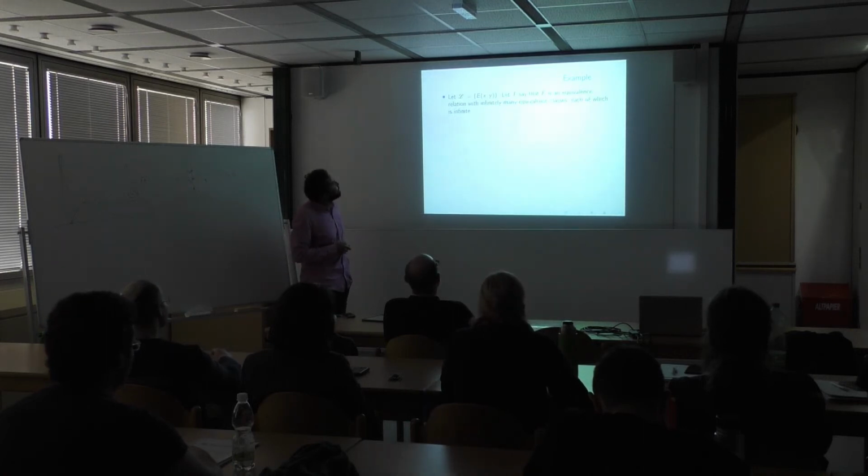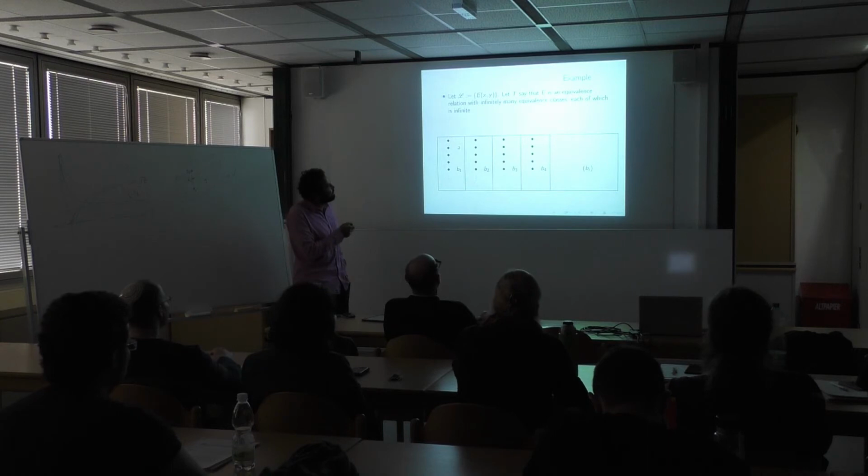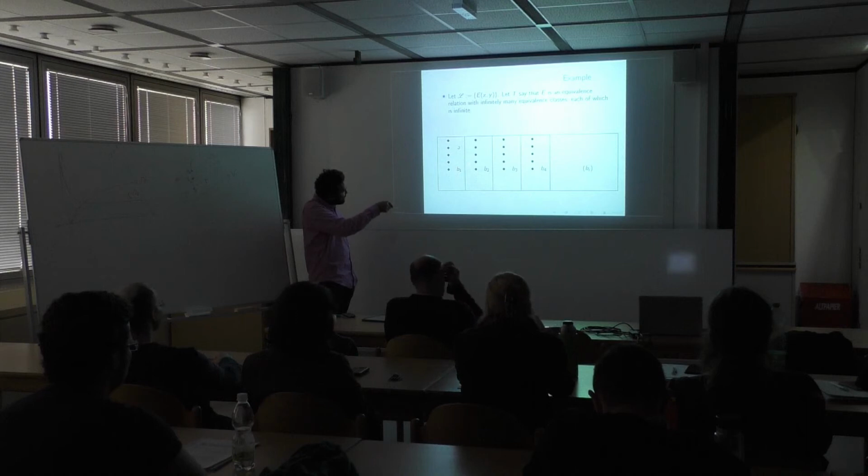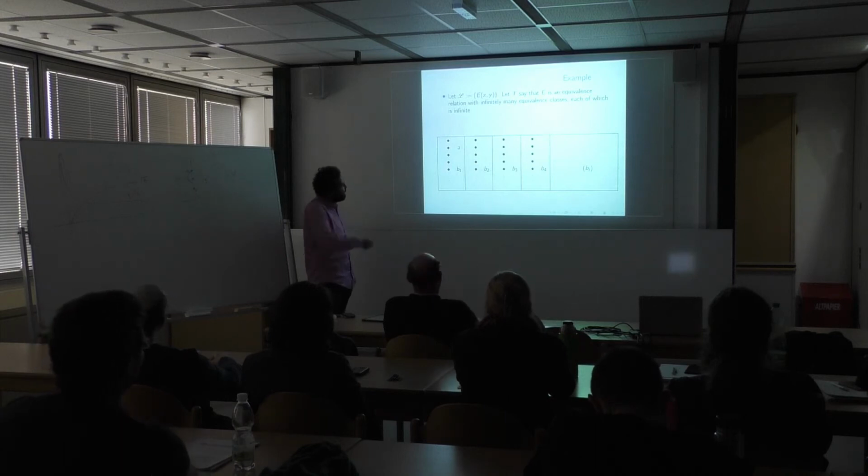Okay. Let's do an example where you can really see the definition at work. Let's say that E is an equivalence relation with infinitely many classes, each of which is infinite. This is my picture of this model. This is an equivalence class, this is an equivalence class, an equivalence class. There are infinitely many of them. Each one of them contains infinitely many elements.